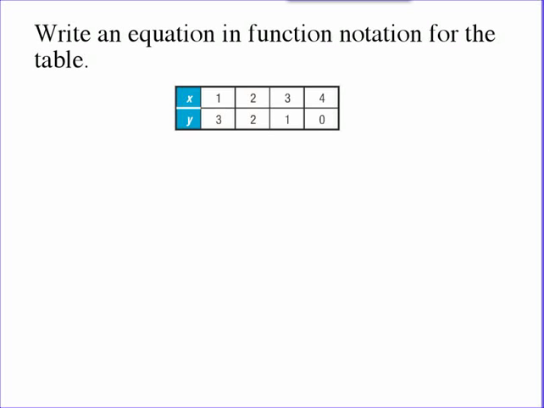Okay, so let's go ahead and look at this one. Write an equation in function notation for the table. So what am I doing each time as I go from here to here? I'm subtracting 1, so really I know my equation is y equals -1x, right? Now I've got to find that little part where it starts. It starts at 1. Let's think about that. 4. Believe it or not, that's right.